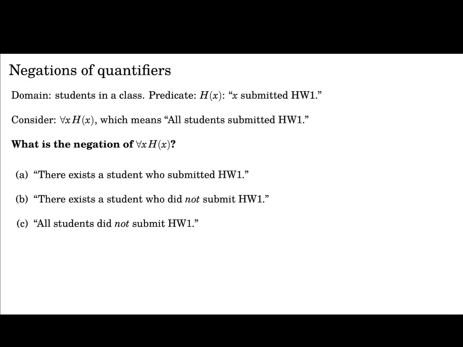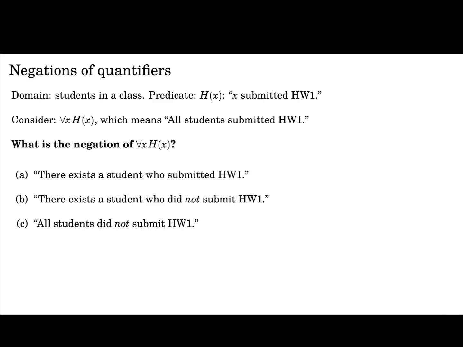And now let's think of the following statement: for all x, H of x is true. So what does this mean? This means that all students submitted homework 1. So this statement is equivalent to all students submitted homework 1. For every x, which is a student, H of x, submitted homework 1.